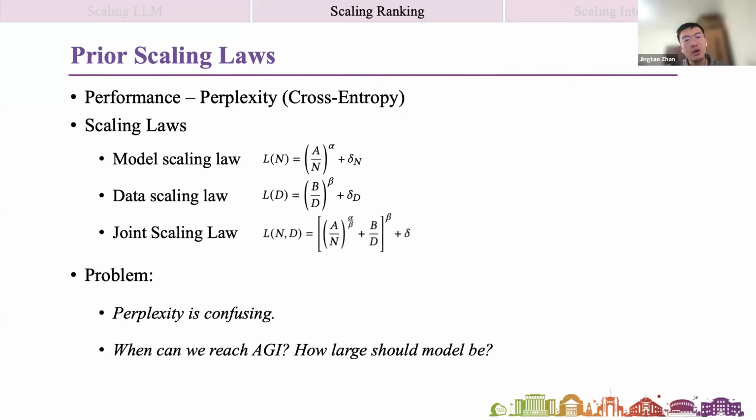So although we have a good math formulation that shows the effects of model size and data size, we do not know how large the model should be if we want to reach AGI. And this is the most important problem, I think, for scaling law studies, because this mainly stems from the fact that the objective or performance measure we use, the perplexity, is quite confusing. We don't know how small the perplexity should be so that we can reach AGI.